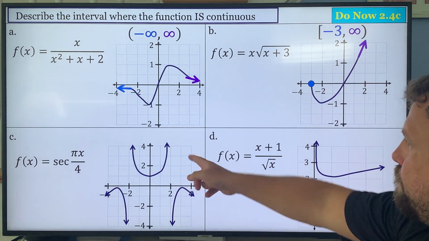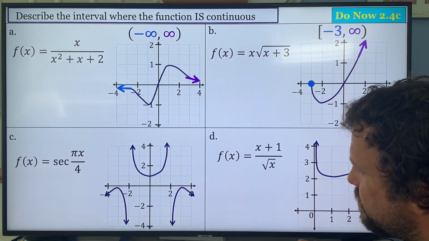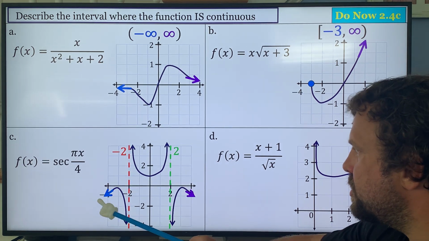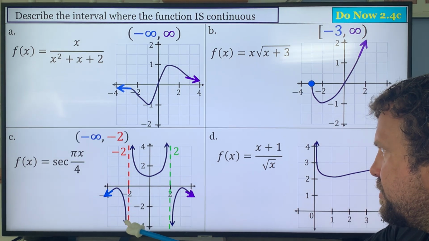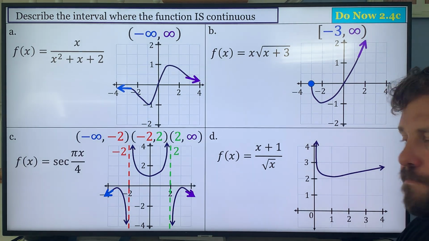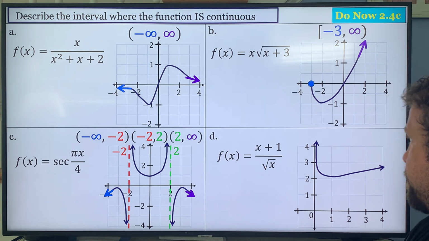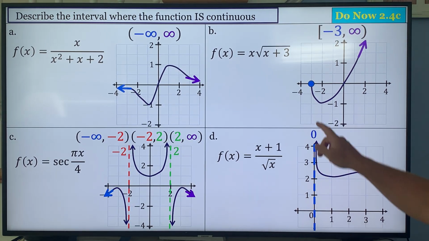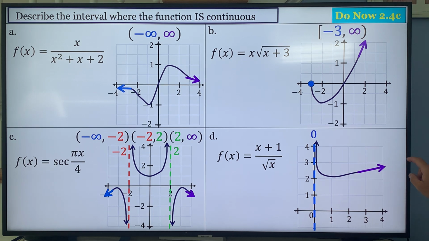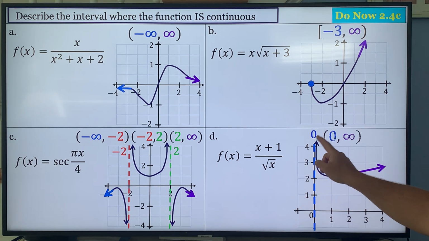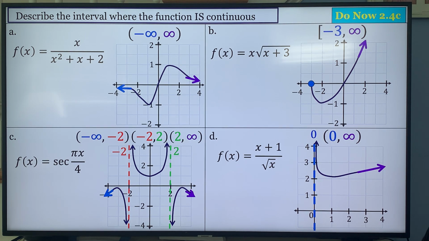Right? What about C? Negative 2 and 2 are asymptotes, right? So from negative infinity to negative 2, from negative 2 to 2, and from 2 to infinity. And D. Well, there's going to be an asymptote right here at 0. And this graph does go to positive infinity, so you're going to go 0 with a parenthesis all the way to infinity. Good?